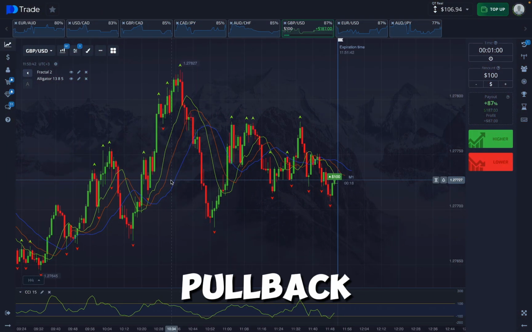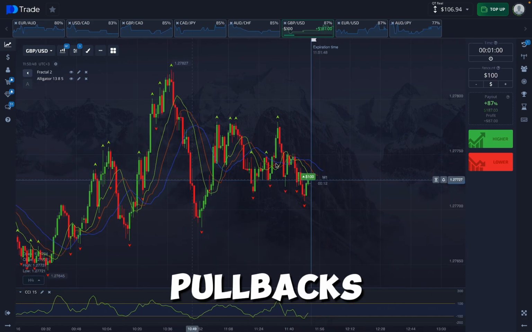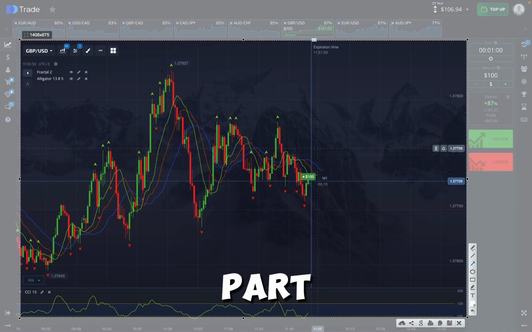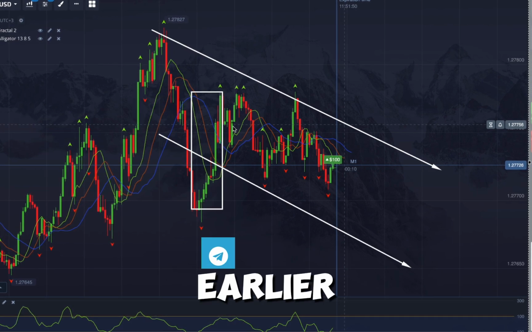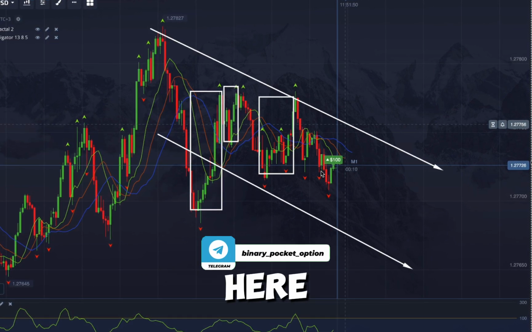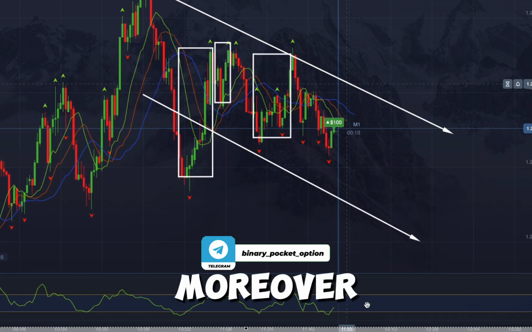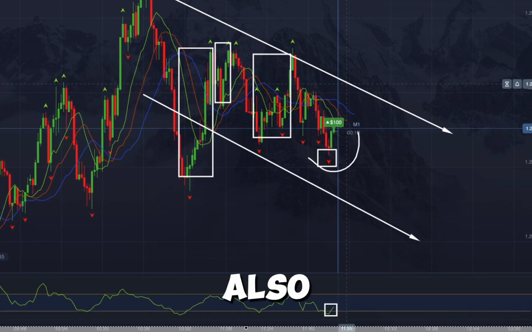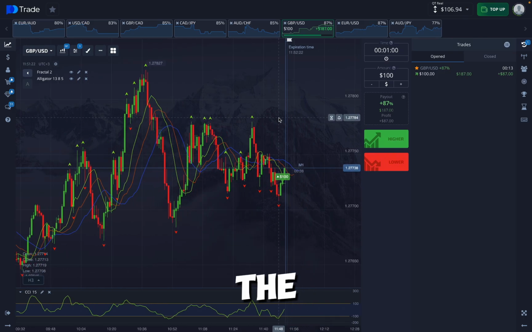Judging by the pullback dynamics on this section of the movement, we can see that good pullbacks are also present. Despite the fact that for the most part I have more downward trend dynamics here. But, as I said earlier, there are also good pullbacks here, so you can open a trade against the trend direction. Moreover, we have an exit from the oversold area on my oscillator, and also earlier there was an update of the local minimum. Let's see the result.